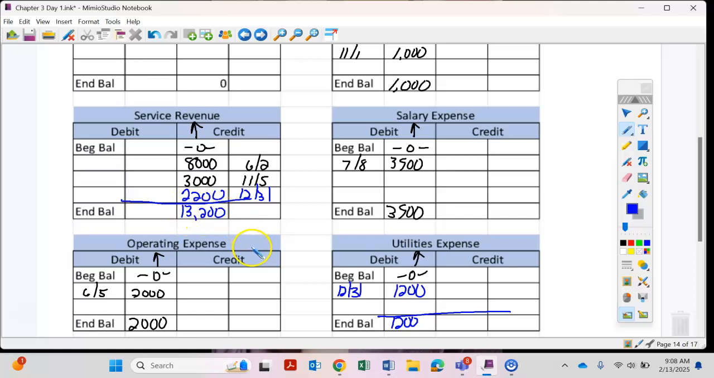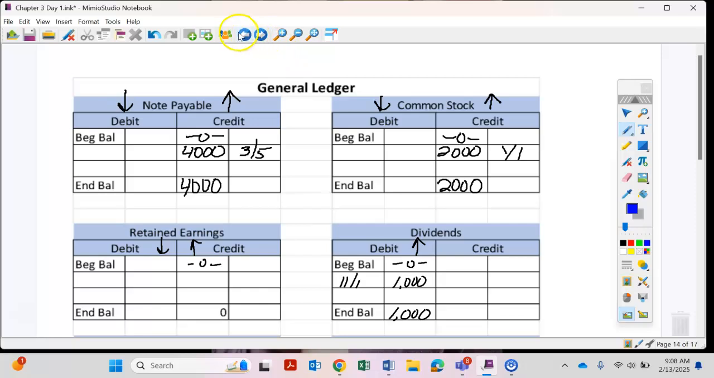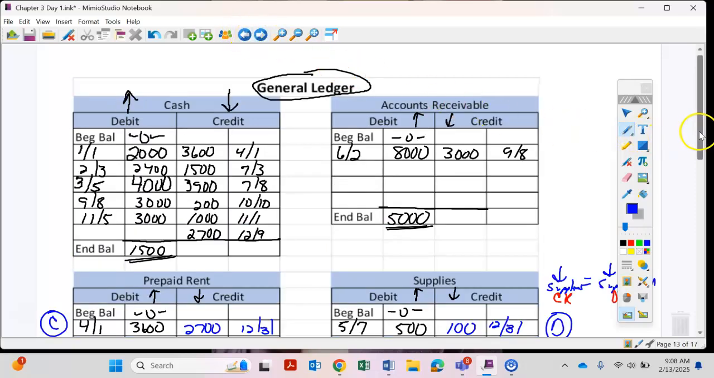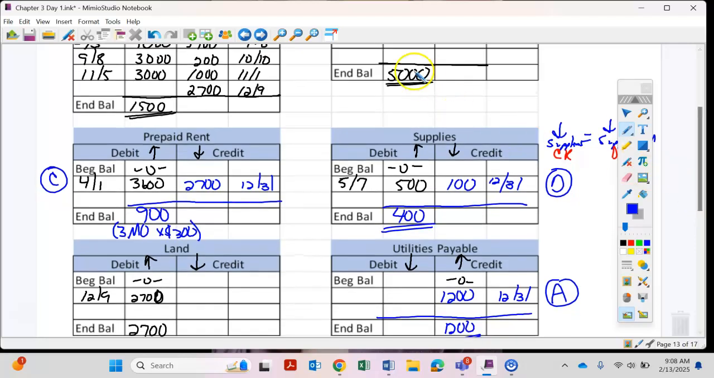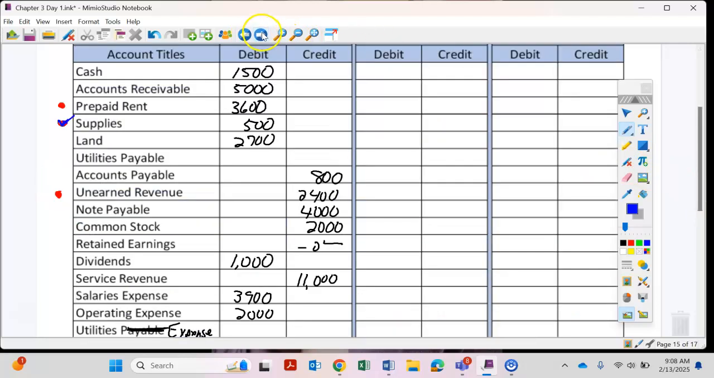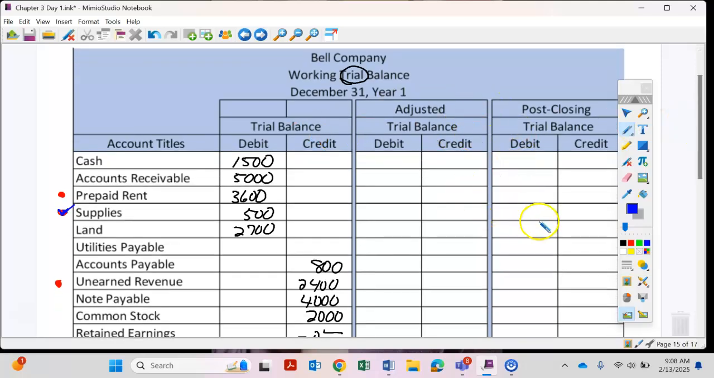So now I have an ending balance, $13,200. Okay, so that has changed some of the balances. So let's go look and see. Cash, accounts receivable are the same. Prepaid rent now is $900 and supplies is $400. So we're going to have another trial balance. I just put them side by side so they would be easy to do.